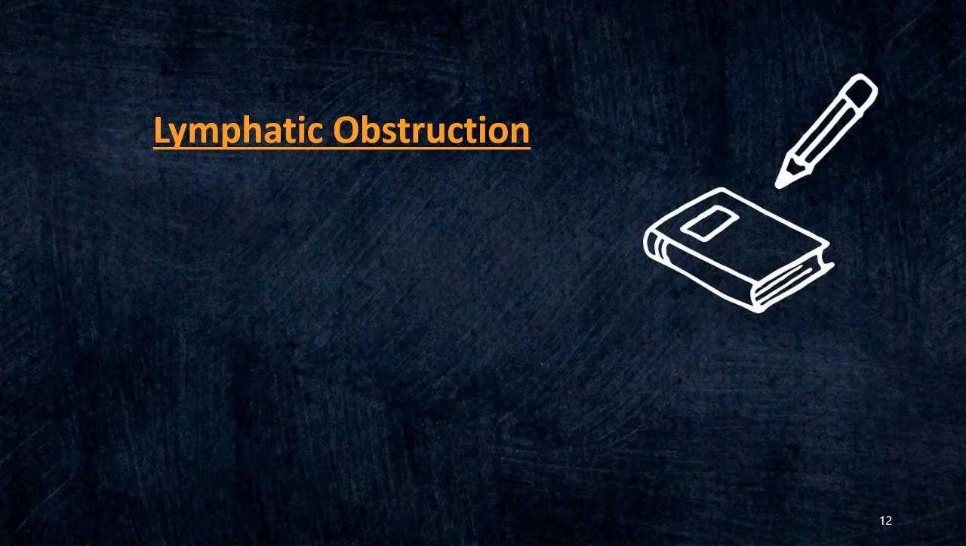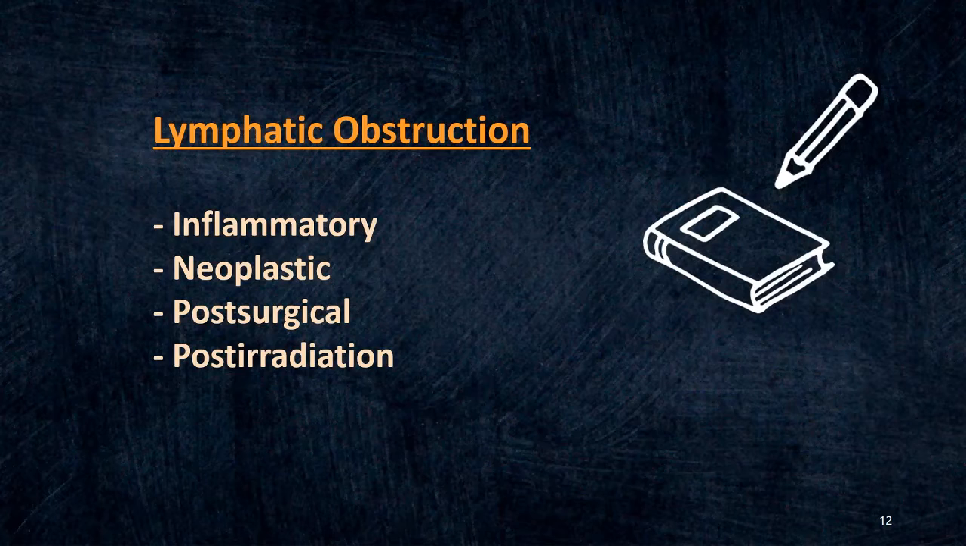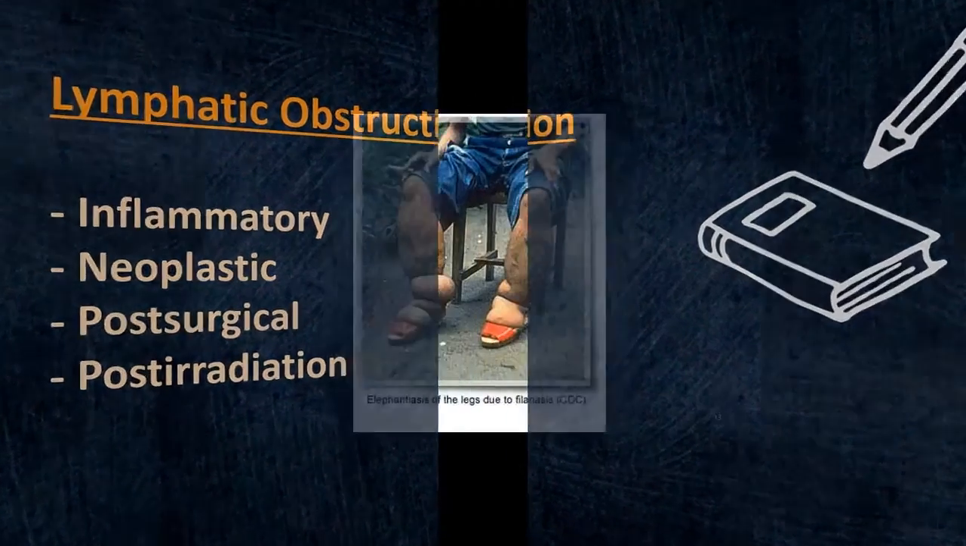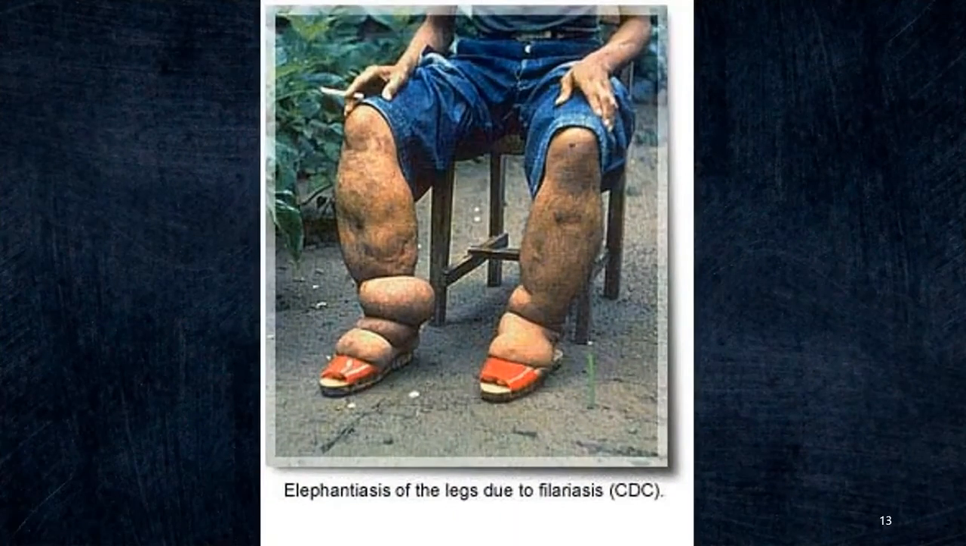Also, breast cancer patients may receive chemotherapy with radiation or undergo surgical removal, which is associated with axillary lymph nodes. In such cases, edema can also occur. So, under lymphatic obstruction, you can say inflammatory, neoplastic, post-surgical, post-irradiation causes, etc. Here's a figure of elephantiasis. Just see how massive this edema is.